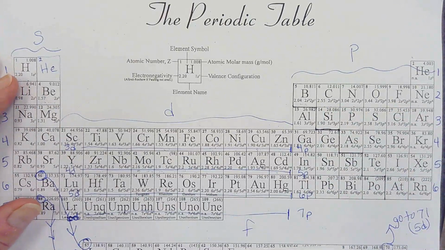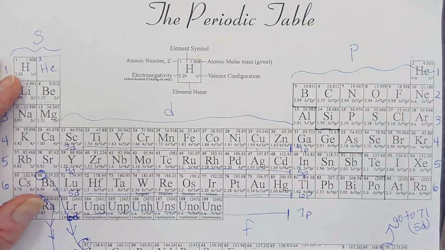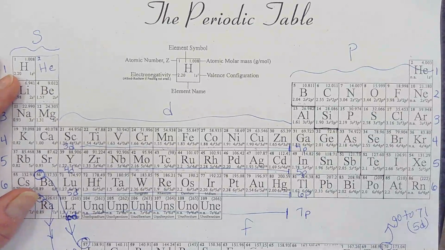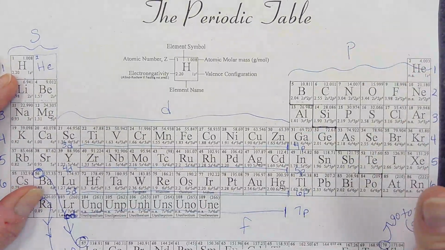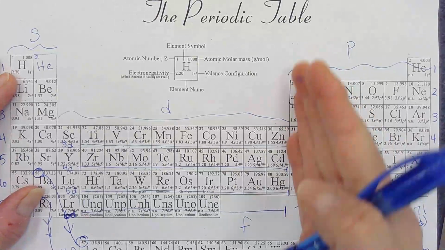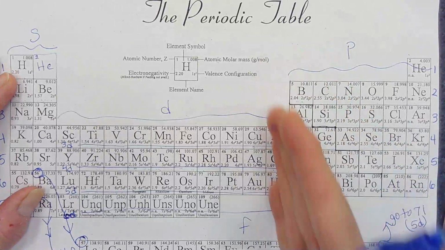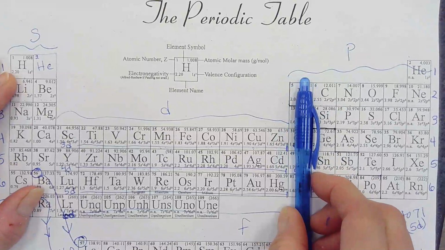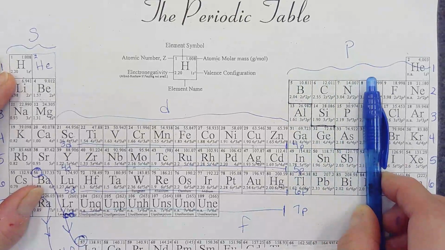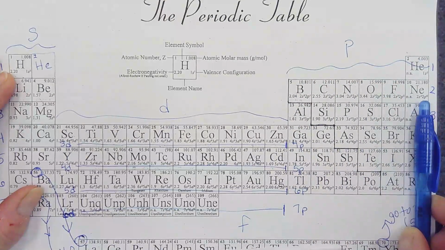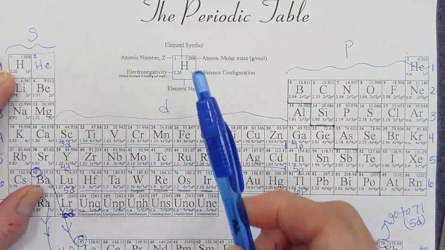Now, let me stop you for a minute. Do you remember me saying a few minutes ago you don't have to memorize S holds 2, P holds 6, D holds 10? Why? Because that's the number of columns. So are all of these going to be what? This whole column will end in what? P1. Except for helium, it's over here, okay?